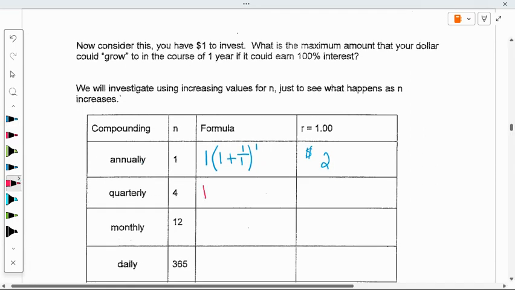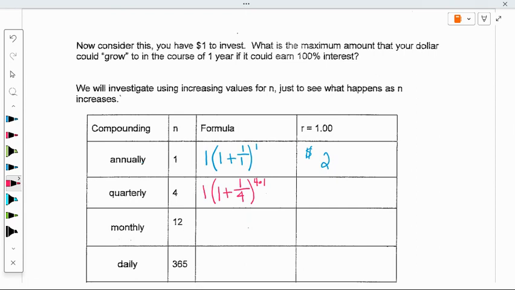So let's see, I have $1. 1 plus, well, it's compounding at 100%, but quarterly is divided by 4. And I have 4 on the outside, right? Because it's getting compounded 4 times. And I'm just doing this for 1 year.